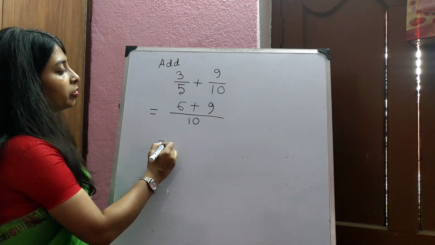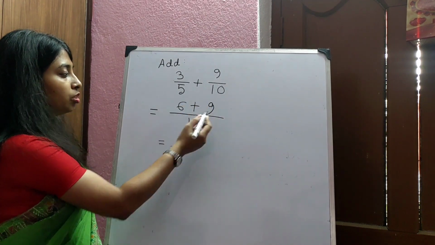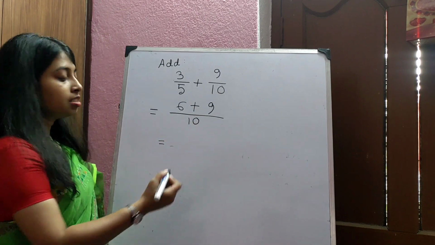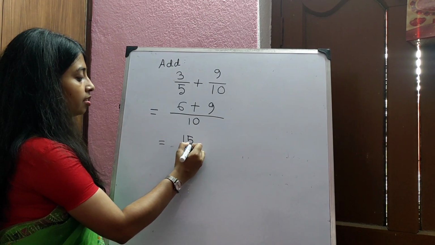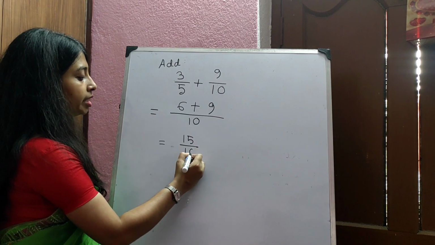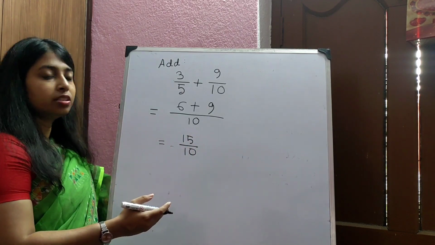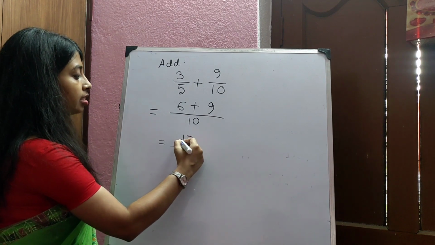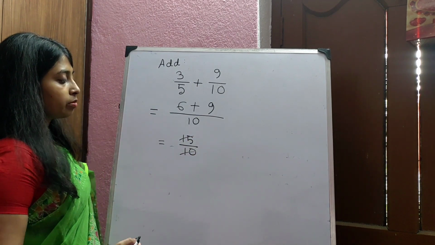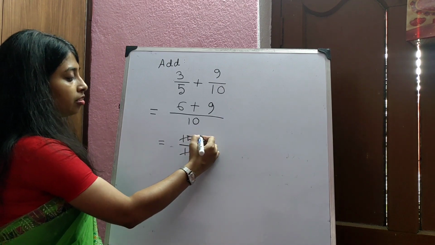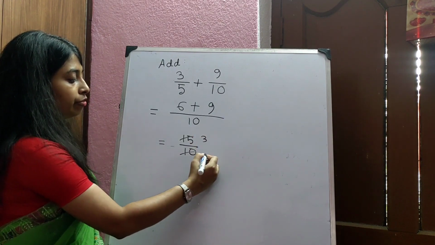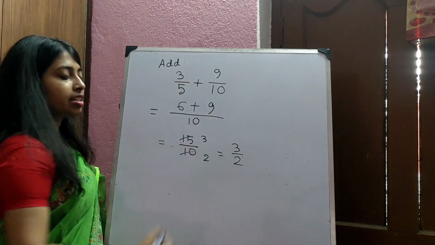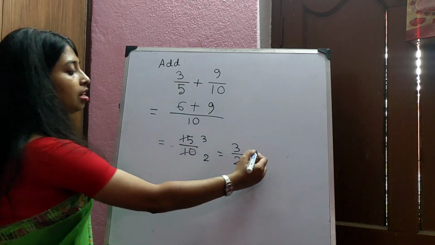So in the next step we will simply add the numerators. It is 6 plus 9 in the numerator. So 6 plus 9 is 15 and the denominator will be 10. Now the answer is 15 divided by 10. We can simplify it. This 2 can be cancelled. So this 2 can be cancelled by 5. 5 3s are 15. 5 2s are 10. So we can write 3 by 2 as a simplified form. This is the answer.